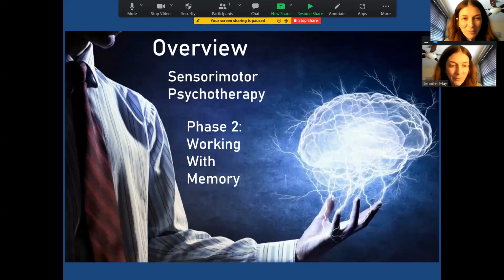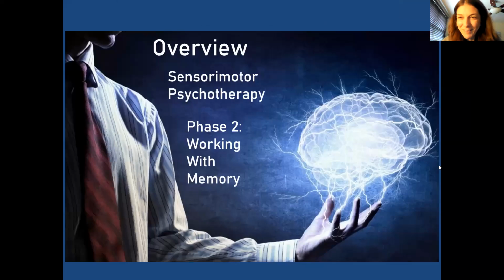So I found a kind of space age visual here for our overview of working with memory. So this is, again, phase 2, right? Phase 1 was developing resources. This one was working with memory. And then the next one is going to be moving forward. Okay, so coming to a YouTube theater near you very shortly will be phase 3, moving forward. All right, but for now, let's consolidate and learn more about working with memory.